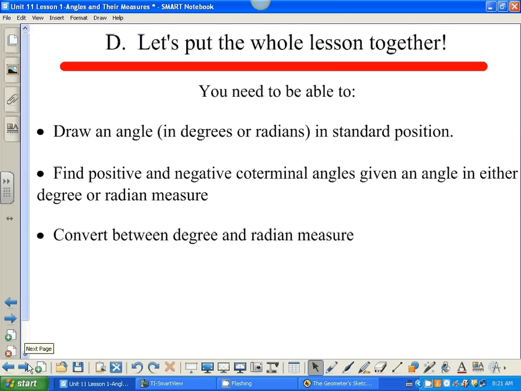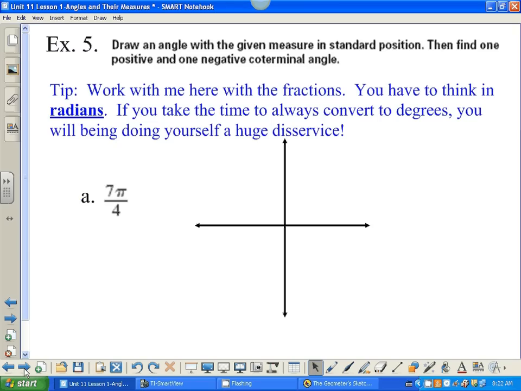All right, so let's put this whole lesson together. You need to be able to draw an angle in degrees or radians in standard position, find positive and negative coterminal angles given an angle in either degree or radian measure, and convert between the two. So for instance, draw an angle with the given measures in standard position and find 1 positive and 1 negative coterminal angle. You need to work with me here on the fractions, friends.